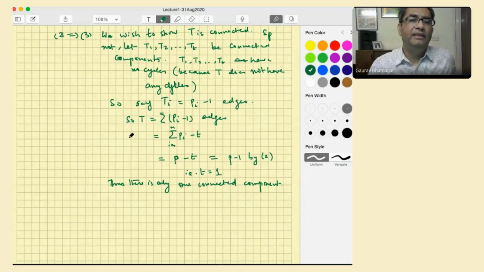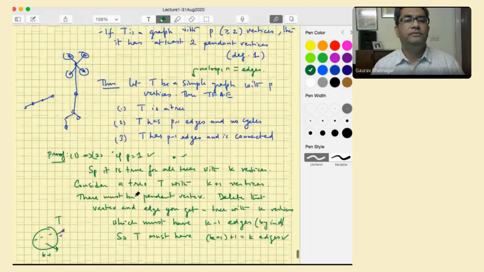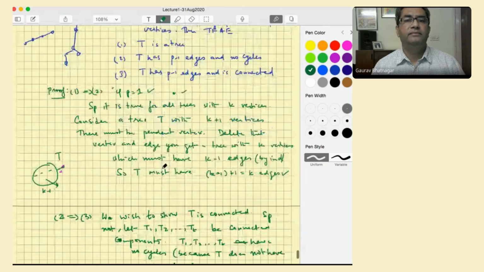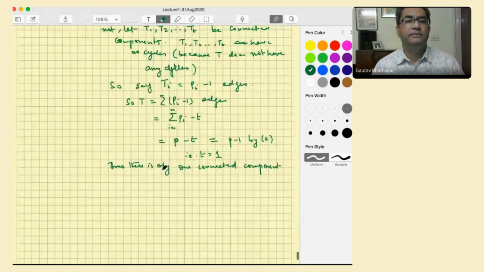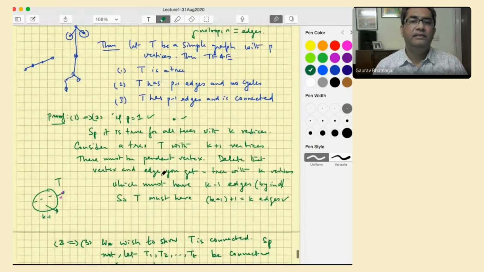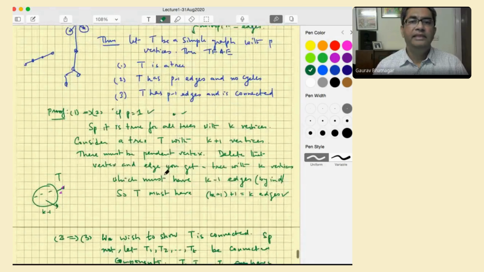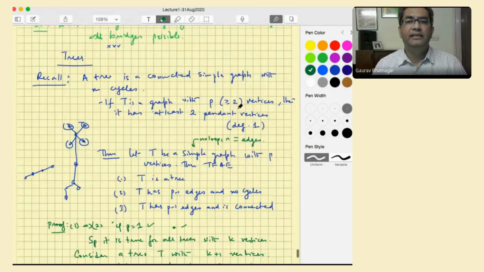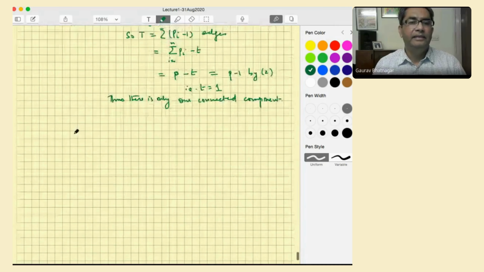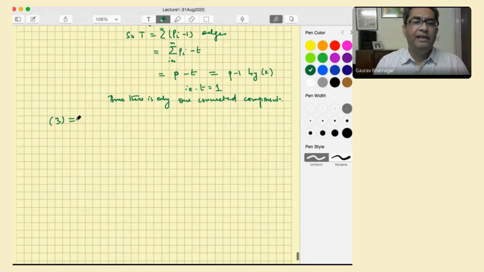So we're using the fact that T is a tree, so 1 implies 2 is also somehow being used. Well, I mean, it's kind of a little circular. Yeah, I mean, if it has no cycles and it's connected, then it is a tree, whatever. Okay. So 3 implies 1.